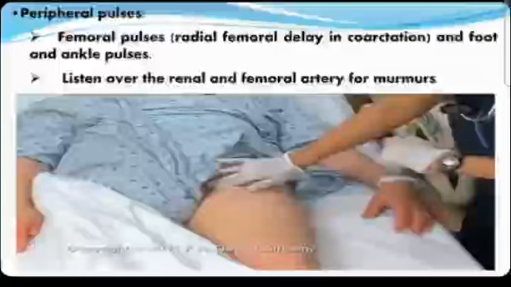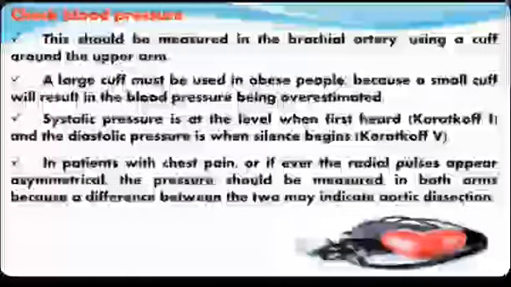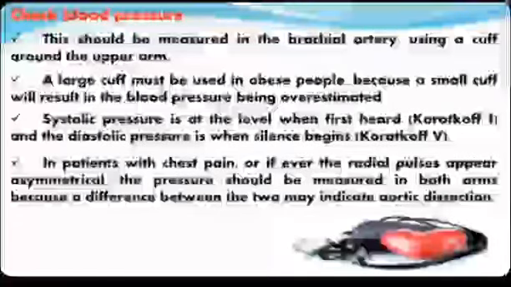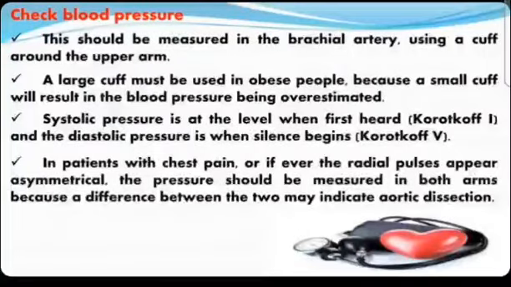Listen over the renal and femoral arteries for murmurs. Check the blood pressure. This should be measured in the brachial artery using the cuff around the upper arm. A large cuff must be used in obese people because a small cuff will result in the blood pressure being overestimated. The systolic pressure is at the level when the sound is first heard, Korotkoff 1, and the diastolic pressure is when silence begins, Korotkoff V. That is the fifth one.